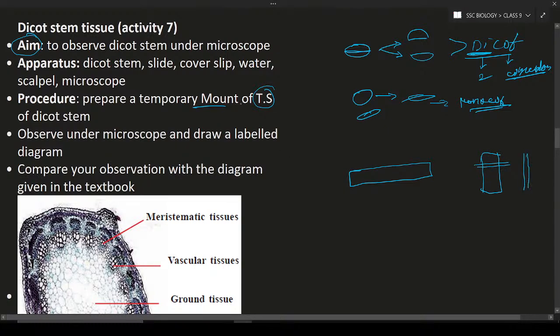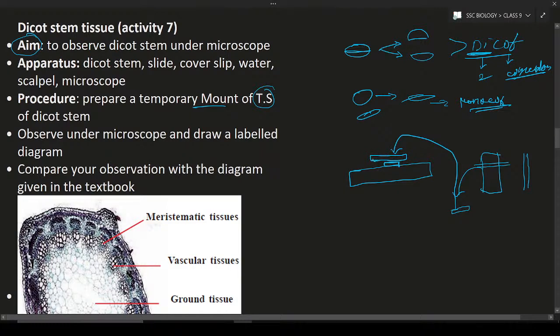So what we have to prepare? We have to prepare transverse section of the stem. It means we have to cut in this way. As a result, I will get the tissue as a disc-like type. So this is the portion I have got. Next I have to place a small transverse section of the stem on the microscopic slide. Then I have to add a drop of water. Then I have to cover it with the cover slip.